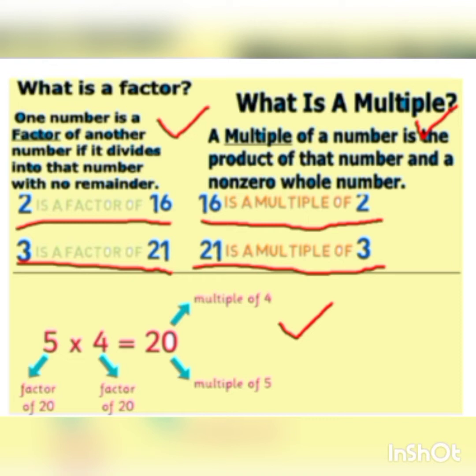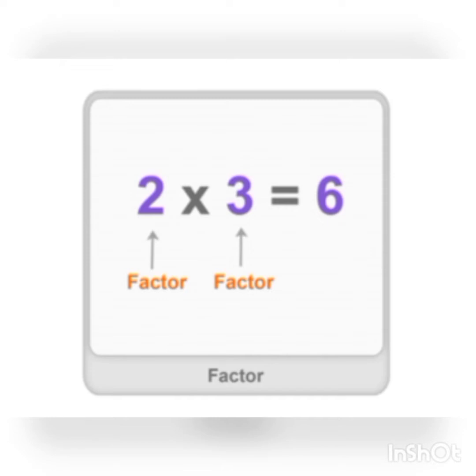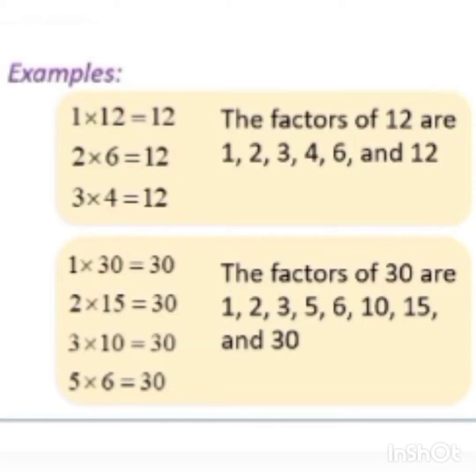Let's see some more examples to understand the concept of factor and multiple. We can see here 2 is multiplying by 3 and the answer is 6. The numbers 2 and 3 both are the factors of 6 and also 6 is a multiple of 2 and 3. Now let's see some more examples of factors: 12 and 30. The above mentioned are the factors of 12. If we multiply 1 and 12, the answer is 12. If we multiply 2 and 6, the answer is 12. By multiplying 3 and 4, the answer is 12. So 1, 2, 3, 4, 6 and 12 are the factors of 12.